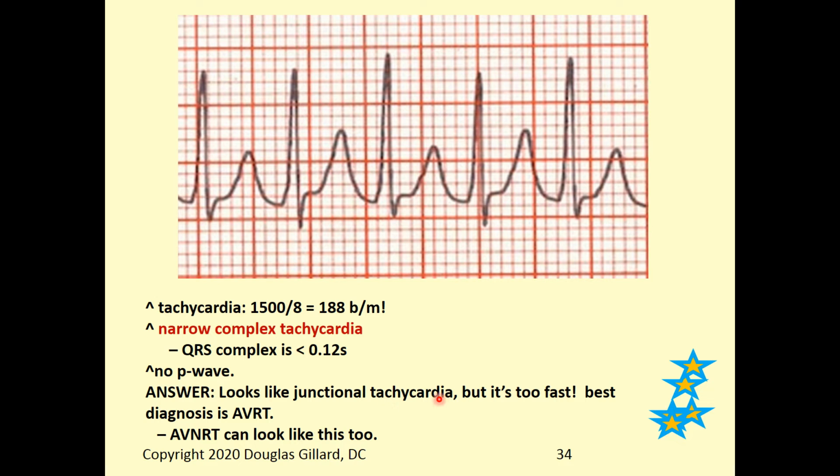So it looks like a junctional tachycardia, but for our purposes, it's going to be too fast. In reality, it might be a junctional tachycardia. It's pretty hard. The cardiologist or electrophysiologist is going to have to come in, who've been studying this stuff for years. I mean, we're just scratching the surface of this with this class.